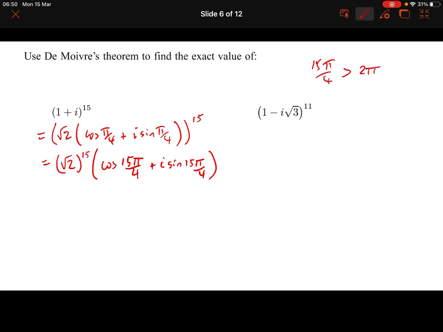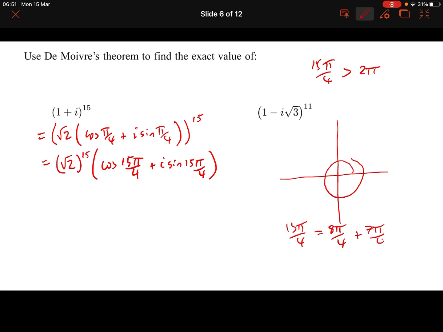You need to spot when that is the case, because essentially what's happened is your argument has gone all the way around and then round some more. So exactly how much round has it gone? We can rewrite 15 pi over 4 as 8 pi over 4, which is the same as 2 pi, plus 7 pi over 4. So an argument of 15 pi over 4 is the same as an argument of 7 pi over 4. I hope you understand that.